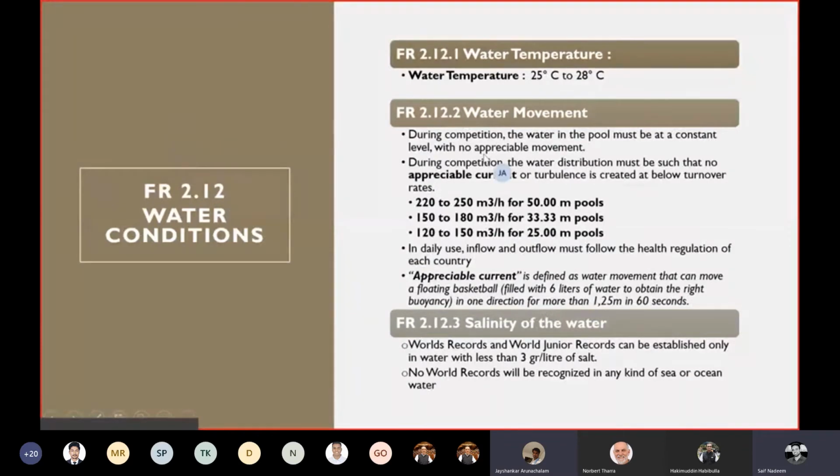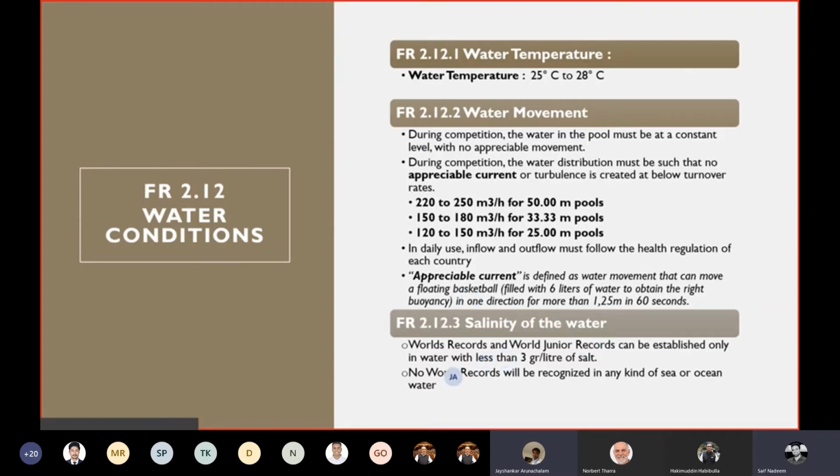Water conditions. Again, another important aspect. The water temperature has to be between 25 and 28 degrees Celsius throughout the competition, or even training for the competition. During the competition, particularly the water movement, for a 50-meter pool the water discharge has to be around 220 to 250 cubic meters. For a 33-meter pool, it has to be 150 to 180. These guidelines are there to avoid any turbulence or current in the pool, which would affect the overall competition, so this has to be taken care of. In the next slide, we will also explain how this is tested by FINA.